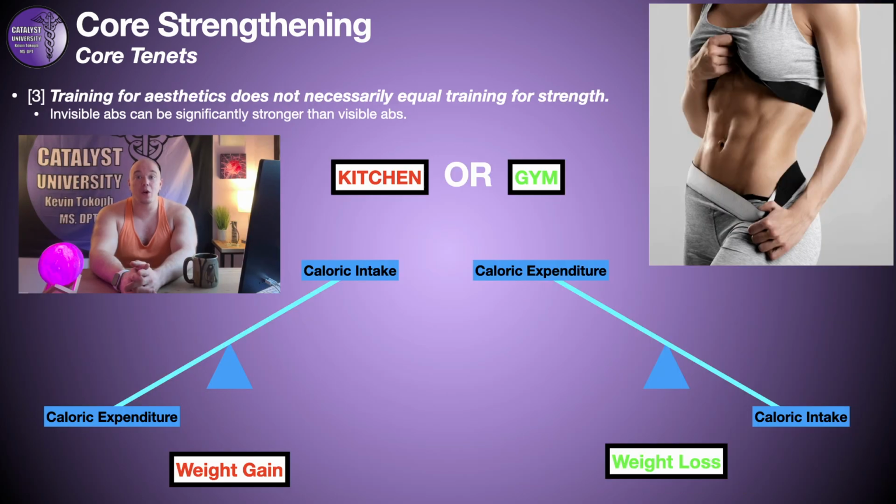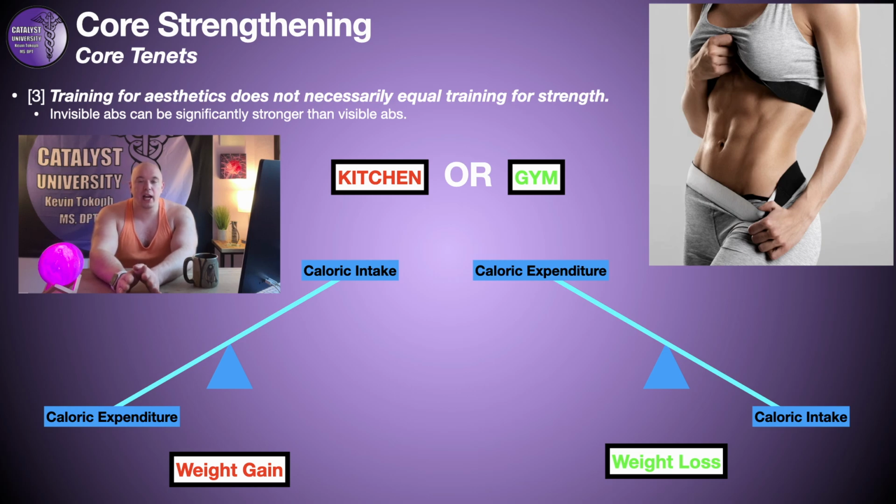Moving on to core tenet number 3, which is shown right here. Training for aesthetics does not necessarily equal training for strength when it comes to the core. So in talking about this, we're going to answer the age-old question that pops up on the internet from time to time, and it gets really heated and really contentious, and people have their opinions, and 99% of them are just flat out wrong, and I'll tell you why. And that's, where are abs made? In the kitchen or the gym?